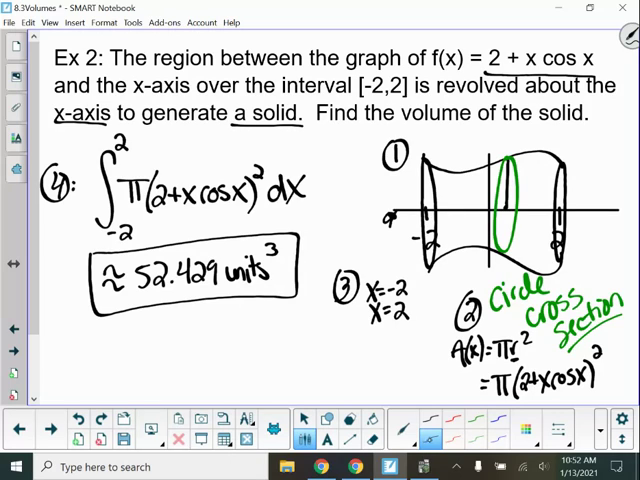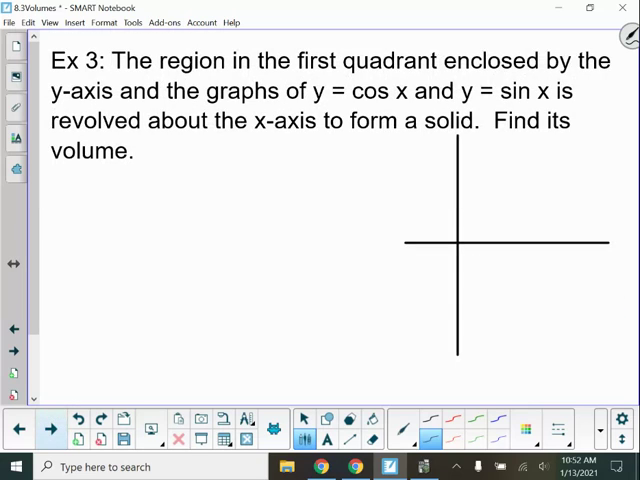The last example we're going to look at in this particular video deals with a similar type of region. It says the region in the first quadrant enclosed by the y-axis and the graphs of y equals cosine of x and y equals sine of x is revolved about the x-axis to form a solid. This one is going to be a little bit different than what we looked at before, and you'll see that once we get this sketched out.